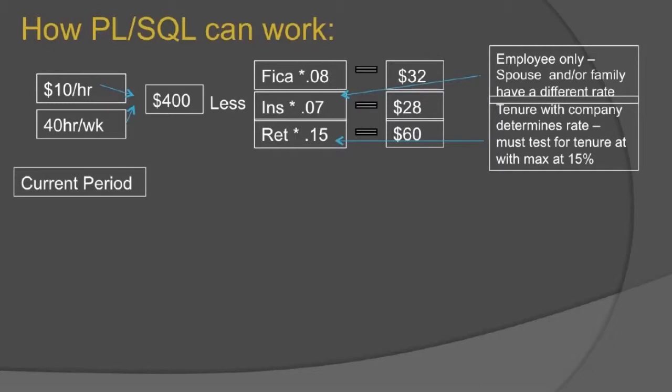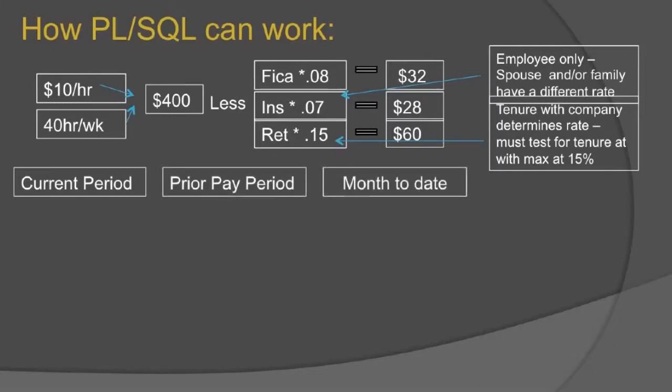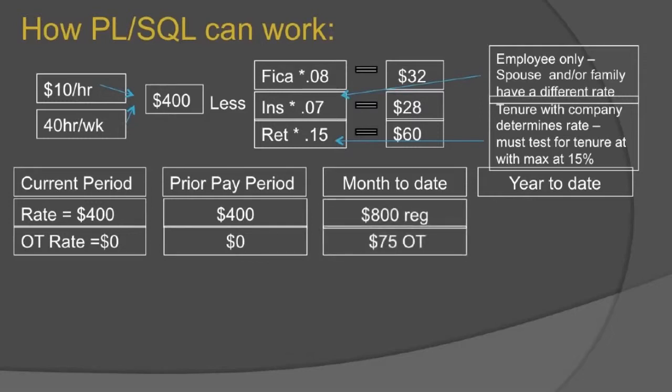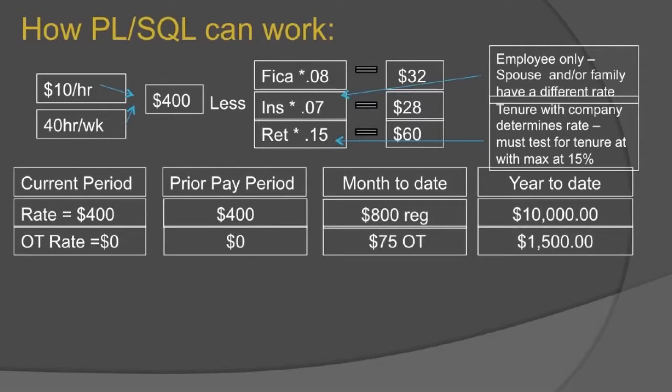Every pay period has a current period, a prior period, month to date, and of course, year to date. And as you go with the progression, you can see how you have $400, you have prior period, you have month to date, and then you have year to date. Now, that's just on the dollars. You also have to capture the hours.